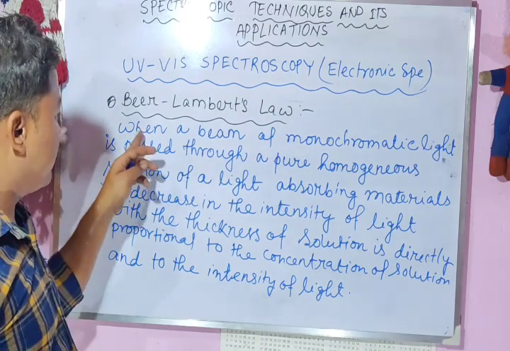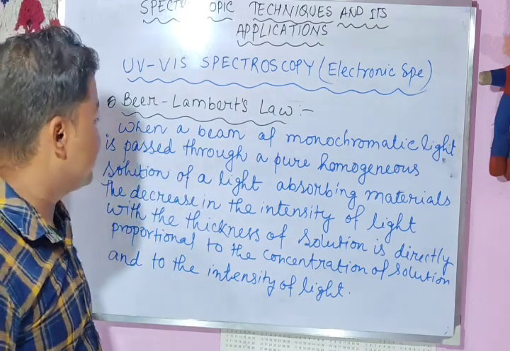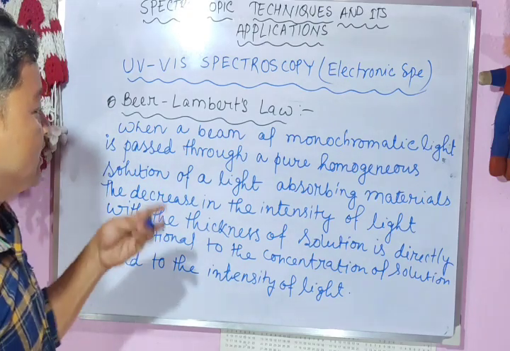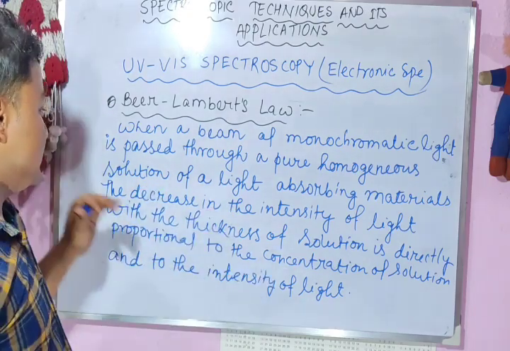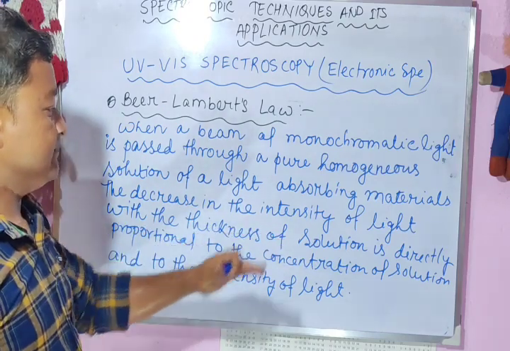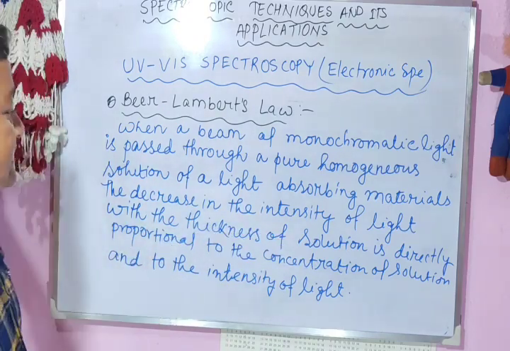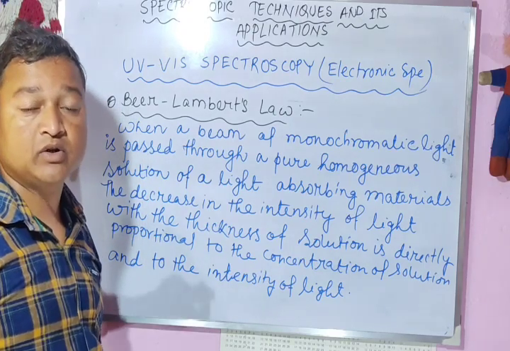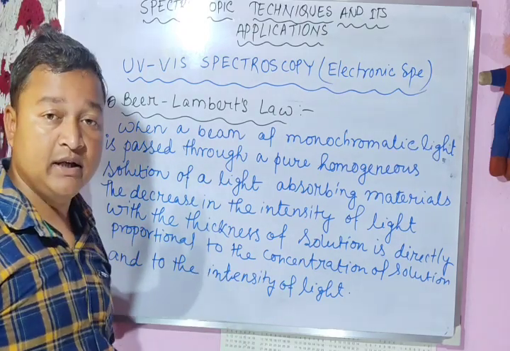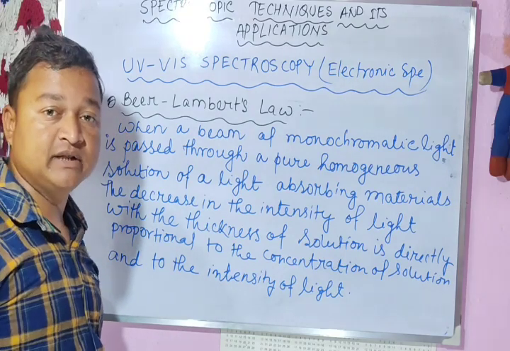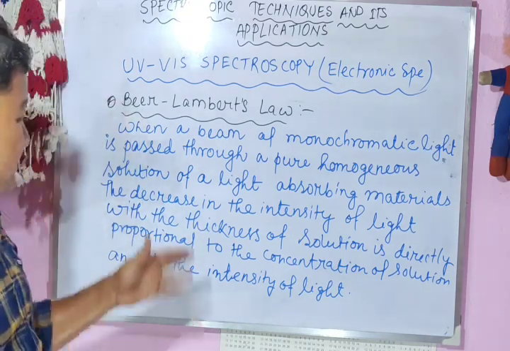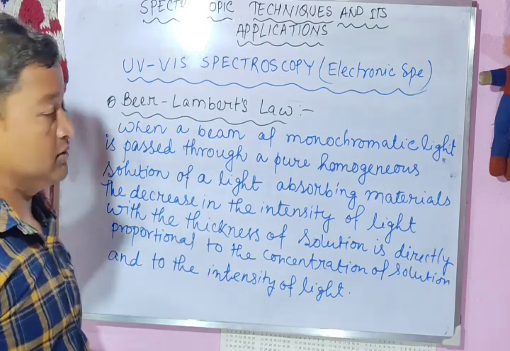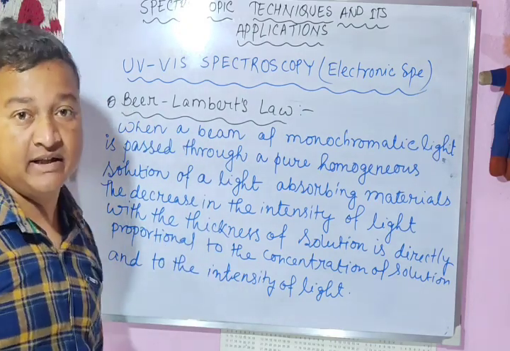So, when a beam of monochromatic light is passed through a pure homogeneous solution of a light absorbing material, the decrease in intensity of the light with the thickness of the solution is directly proportional to the concentration of the solution and to the intensity of the light. So write this statement and then write the mathematical form.